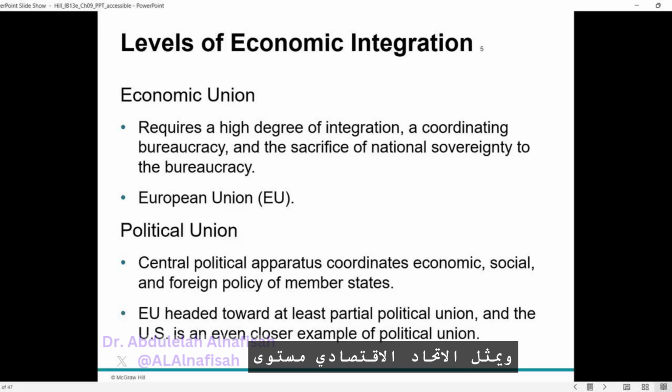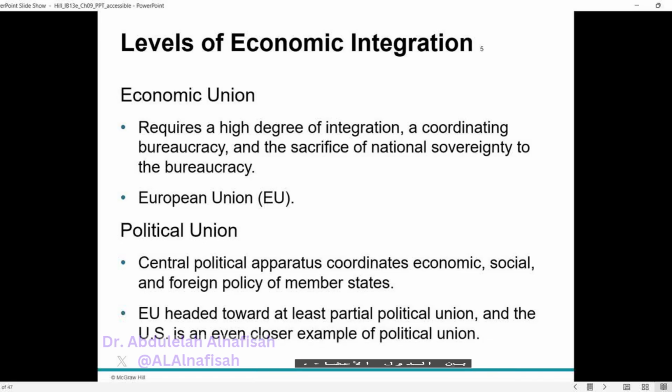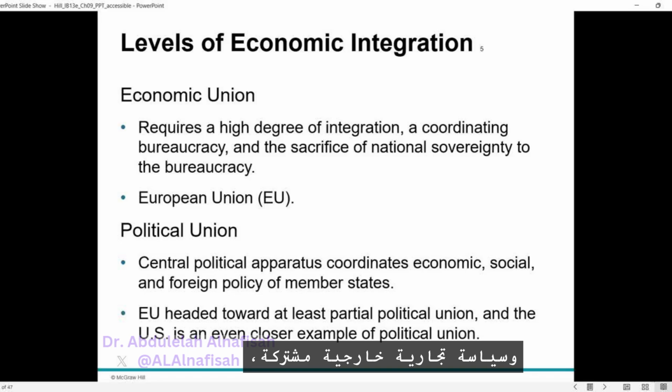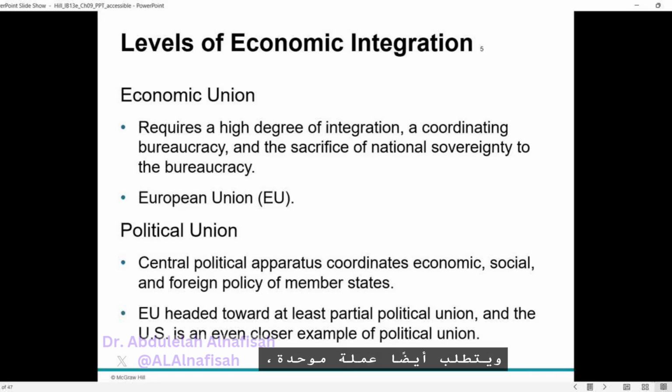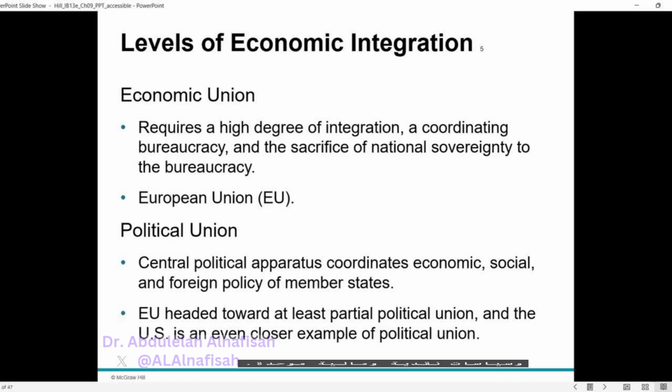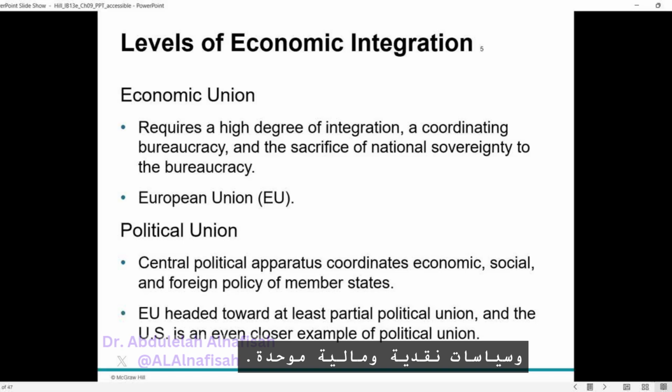An economic union represents a more advanced level of integration than a common market. It includes the free movement of goods, services, and production factors among member countries, a common external trade policy, and further requires a common currency, standardized tax rates, and unified monetary and fiscal policies. Achieving an economic union requires a robust coordinating bureaucracy and involves ceding significant national sovereignty to that entity.